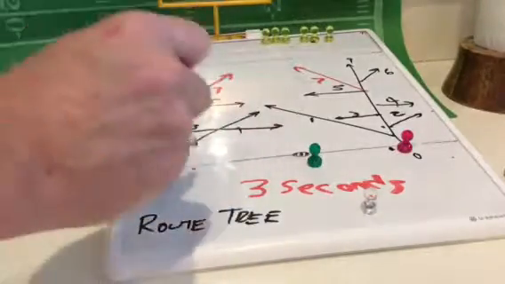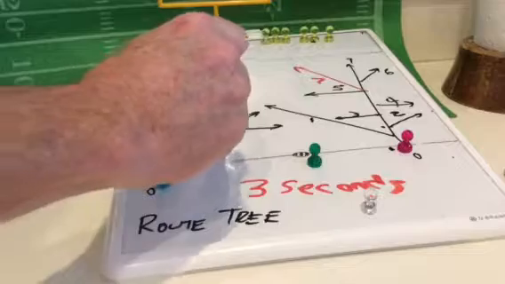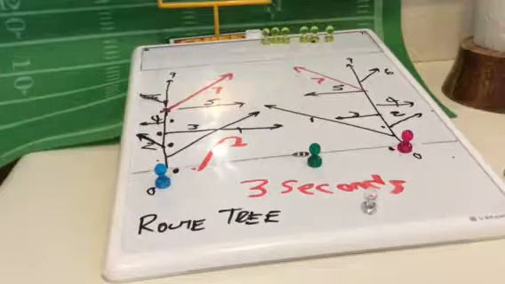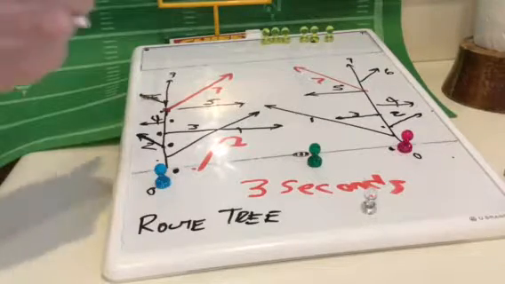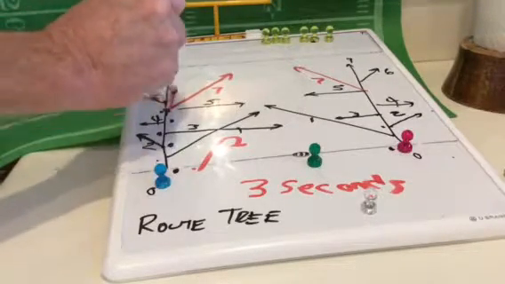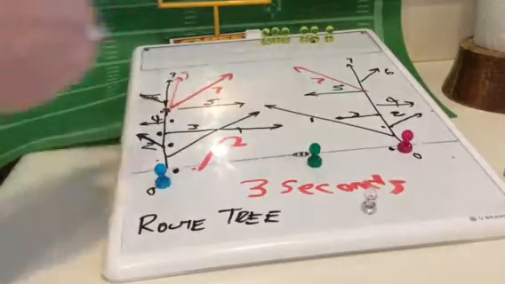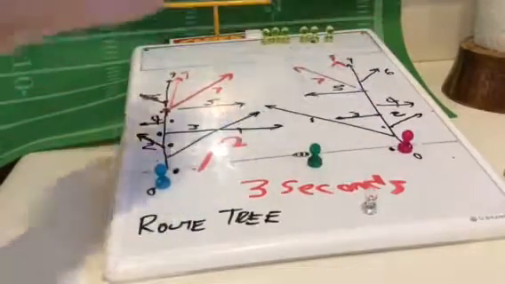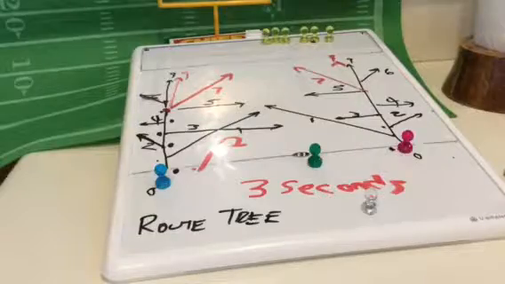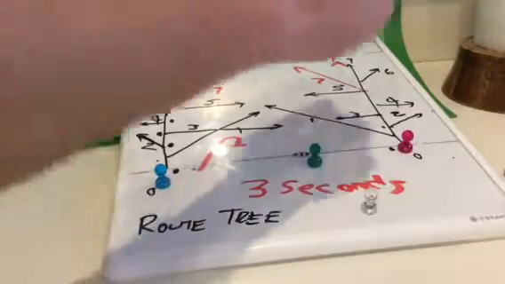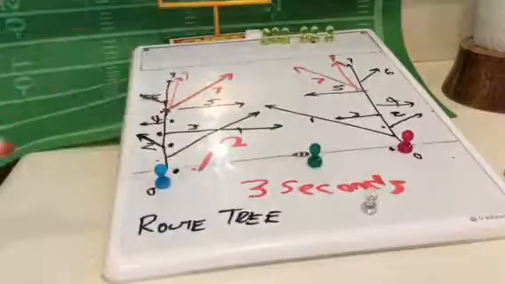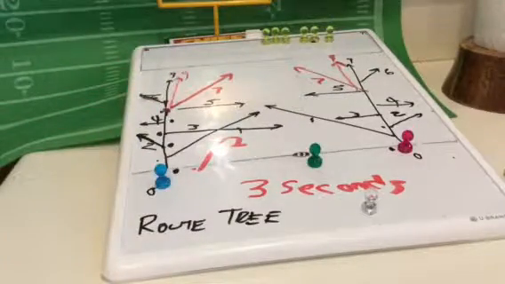Basically, you're running a curl route in the way of a defender. There's not a prescribed number of steps. It really depends on where the defense lines up, where you want to run that curl and try to rub off the defender. And the 9 route, everybody knows, is the fly route. When you're running the fly, after 5 or 6 steps, beware that the quarterback has 3 seconds to throw it. You need to get your head turned around and look at the quarterback to see if the ball's coming your way. So that's our route tree, routes 1 through 9.